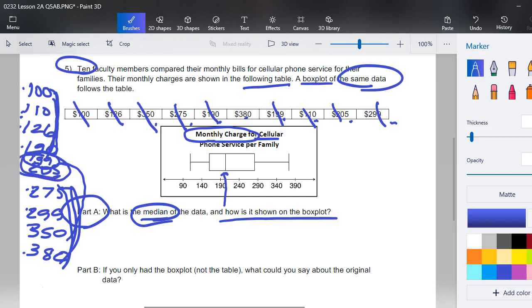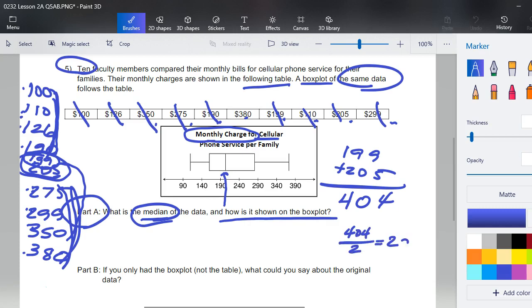I have to now find the mean or the average of those 2 numbers. We will add them up. We're getting 404. And when I divide 404, finding the average, by the 2 items, I end up with 202. So this number that this bar is representing is $202.